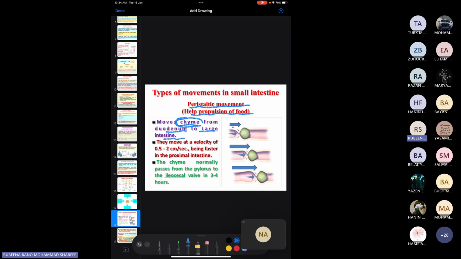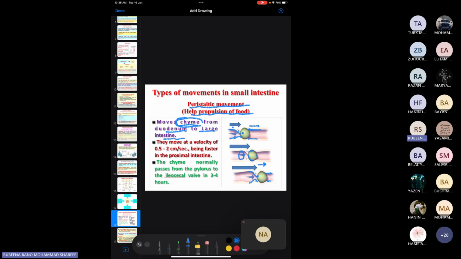So here you can see there is constriction proximal to the bolus, and relaxation after the bolus. Because of this constriction, this bolus will move in the forward direction. Now it got shifted from here to here. Then further, there will occur another constriction ring, and there will be further relaxation. So this process goes on repeating till it reaches the large intestine.